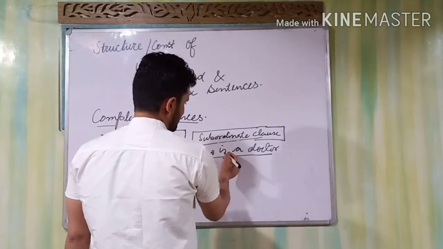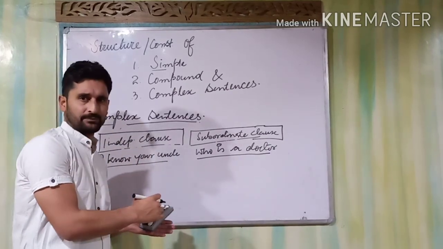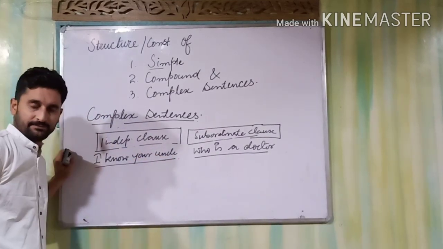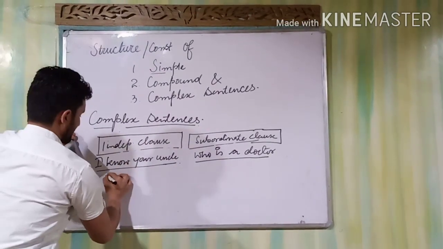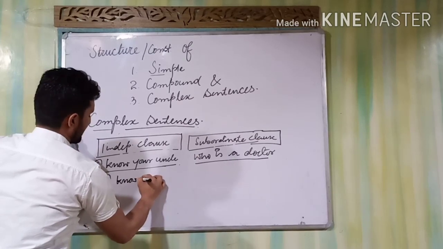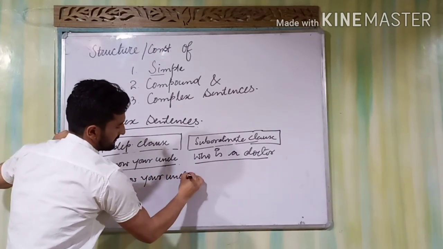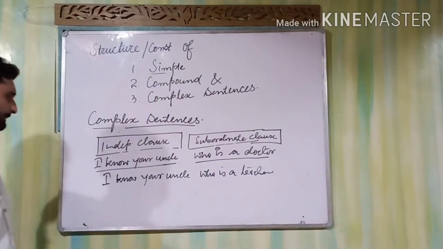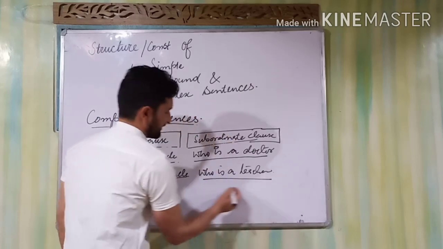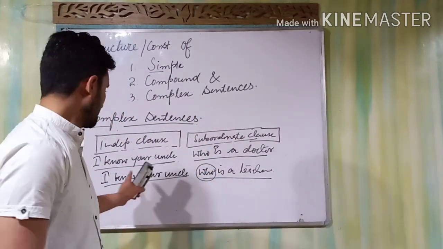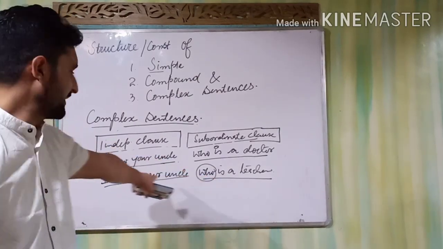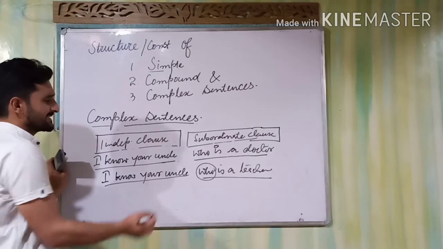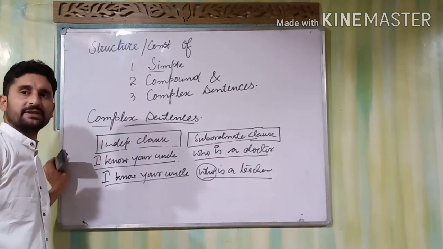All right, so this second clause needs some support, and it gets a complete meaning from the independent clause. If we join these two sentences together, the sentence goes like, I know your uncle who is a teacher. Now see, this who actually joins these two clauses together, independent clause and subordinate clause. So in this case, this who works as a bridge between these two clauses.